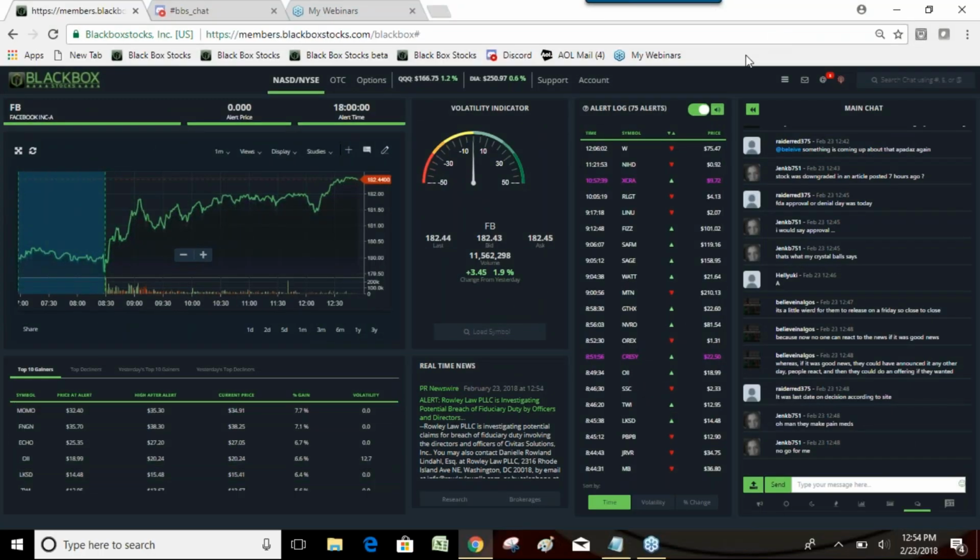So today we're going to show you how we use BlackBox options. When you sign on to BlackBox, this is the first thing you see: chat room, alerts, alert log. But today we're concentrating on options, so let's go ahead and click options.